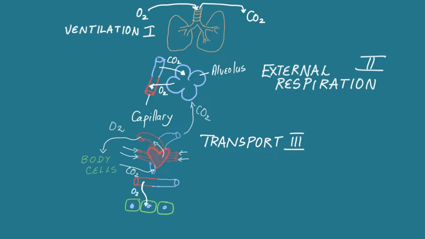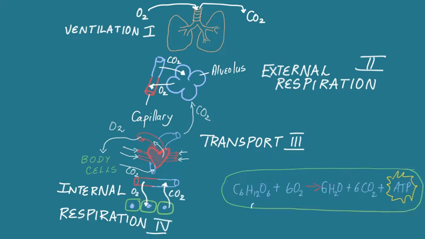The next stage is internal respiration, which is the exchange of gases that takes place between the systemic capillary and the body cells. Oxygen diffuses from the capillary to the body cells. Carbon dioxide diffuses from the body cells to the systemic capillary.